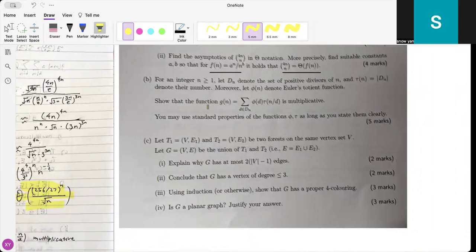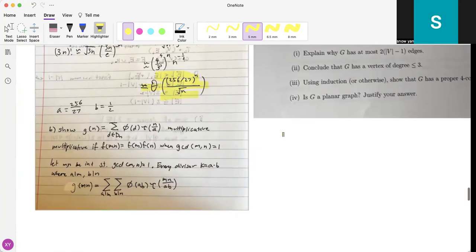For part B, we want, for integer n greater than 1, d to be the positive divisors. Let this be this. Show that this is Euler's totient function. Show that g of n is multiplicative. You can use this and state it clearly.